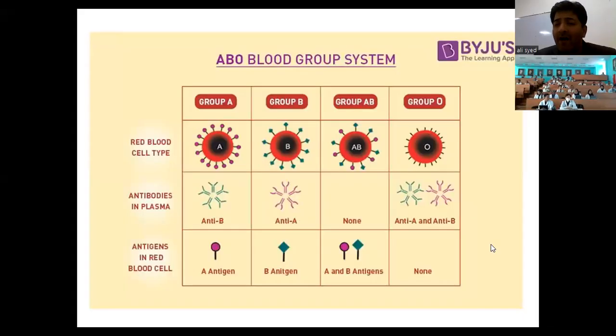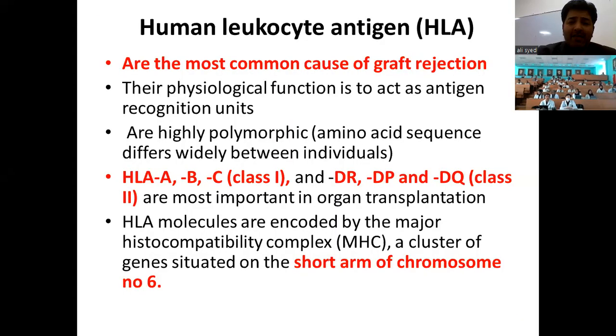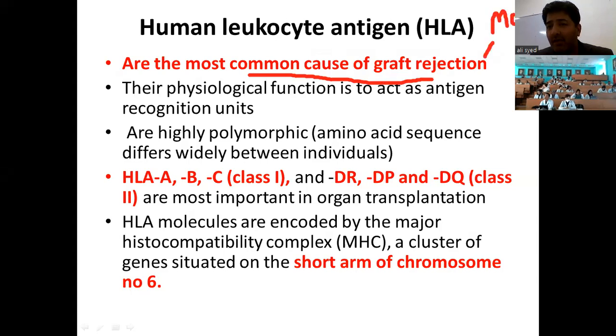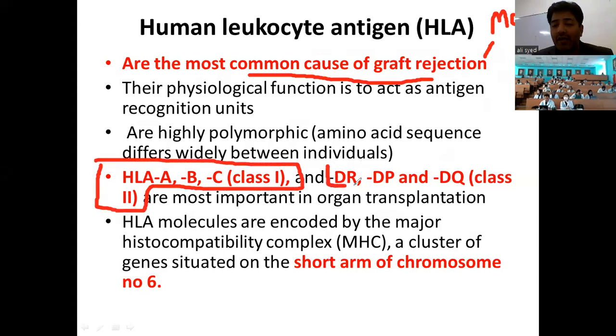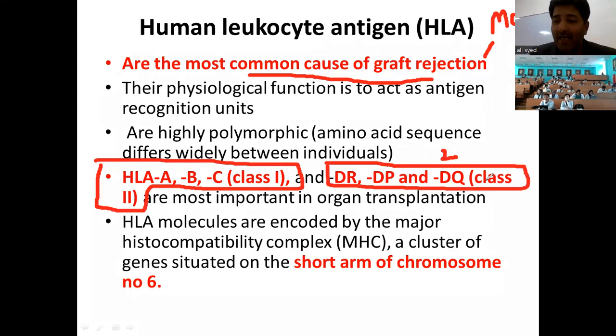Okay. After ABO, what you must remember is HLA antigen. See here the first slide which I highlighted in the first line. Most common cause of graft rejection is HLA antigen. This is your MCQ which you must remember. And HLA antigens are divided into two classes: class 1 and class 2.